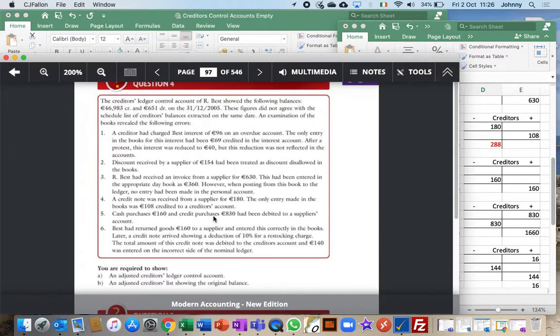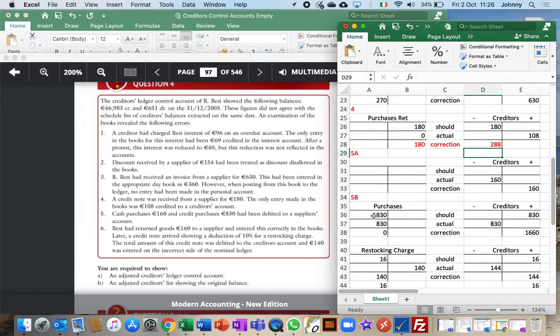Next one then. The credit purchase of 830 have been debited to the supplier's account. So credit purchases, well, we have more purchase, which is debit. Okay. We owe our creditors more money. Okay, so that's correct. What we actually did was we put 830 on, it says on the debit side, in the supplier's account. It should have been on the credit.